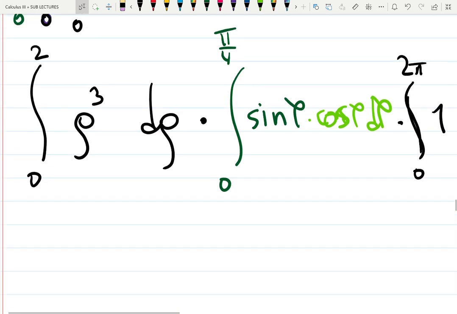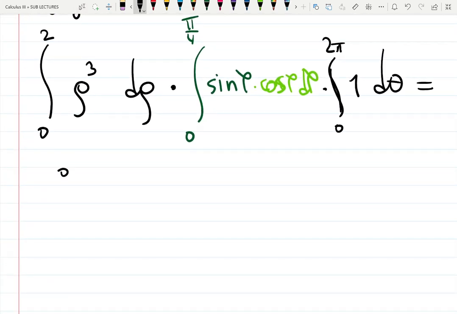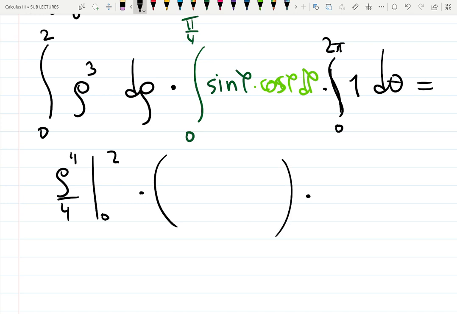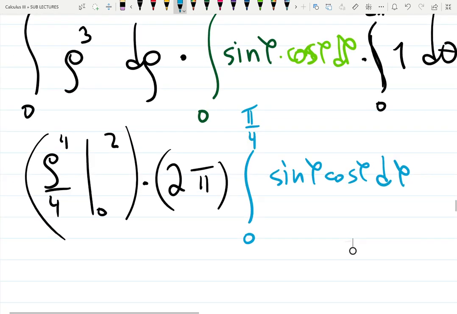Let's finish the integration. Let's move on with rho to the 4 over 4 from 0 to 2. The middle integral will be interesting, we'll have to figure that out. And then let's just do 2 pi right away, times 2 pi from the last integral. How would you work with the integral from 0 to pi over 4 of sine phi cosine phi d phi? Calculus 2, beginning of the class. Do you know how to do that?